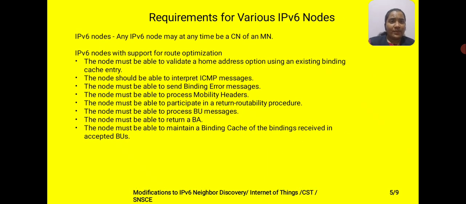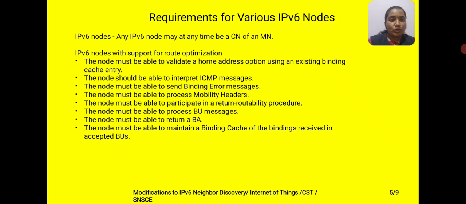Requirements for various IPv6 nodes. What are the requirements for various IPv6 nodes? IPv6 nodes with support for route optimization: the node must be able to validate a home address option using an existing binding cache entry. The node should be able to interpret ICMP messages. Node must be able to send binding error messages.